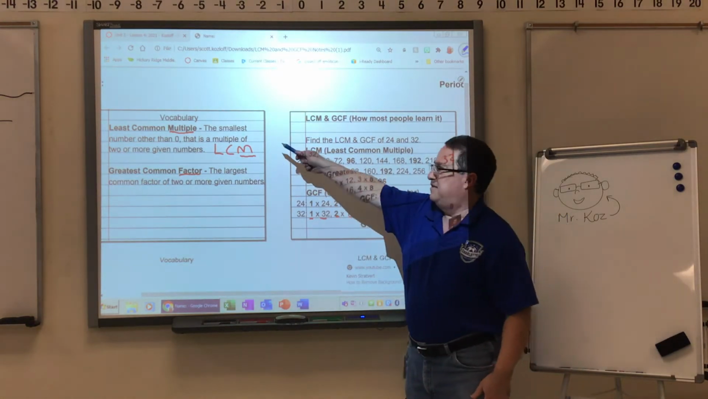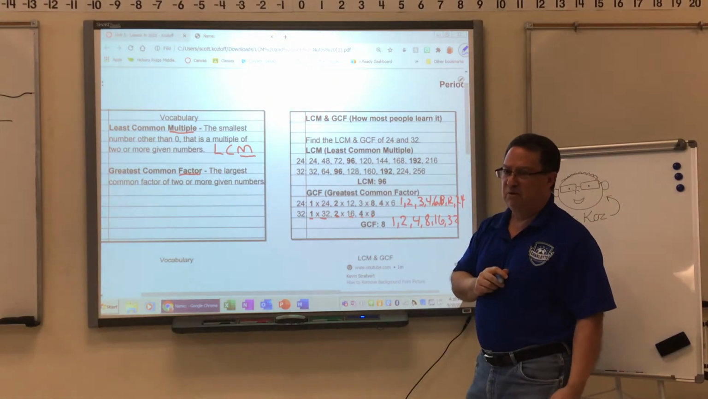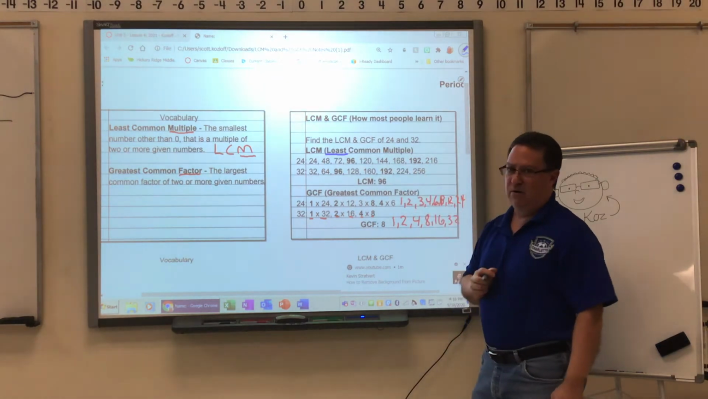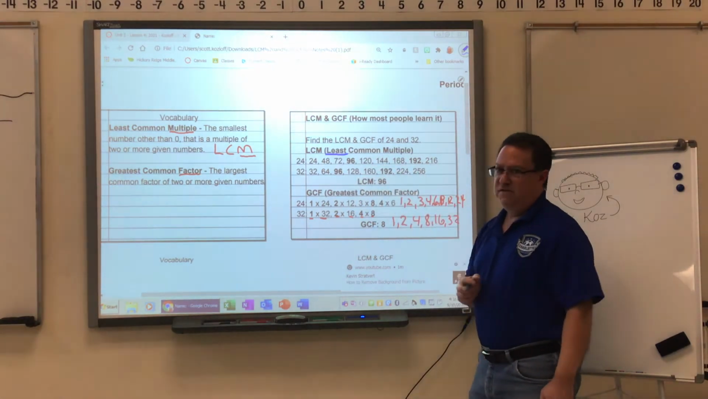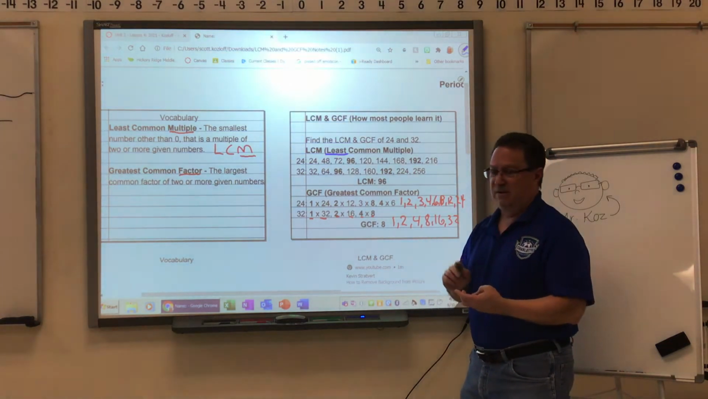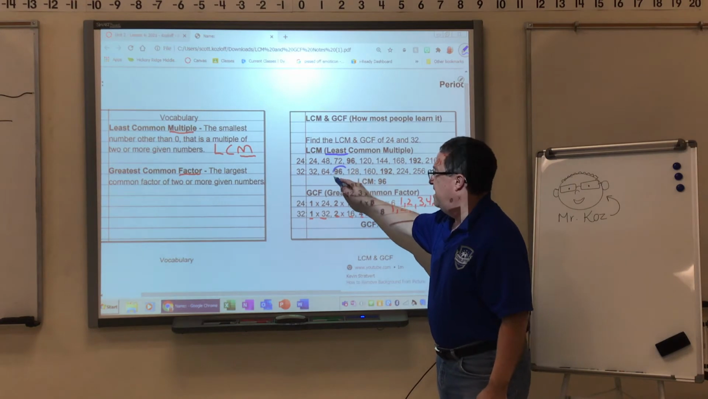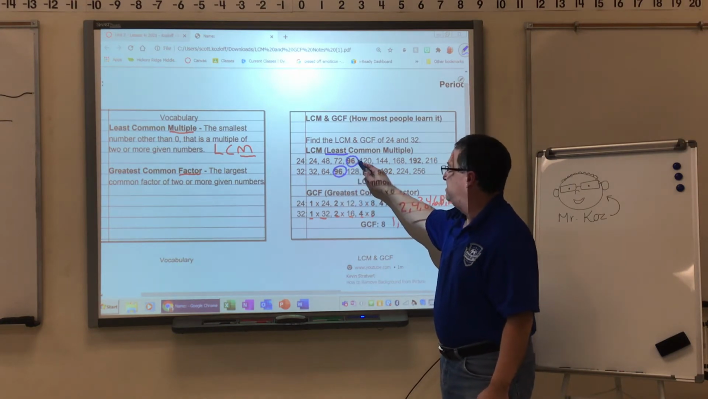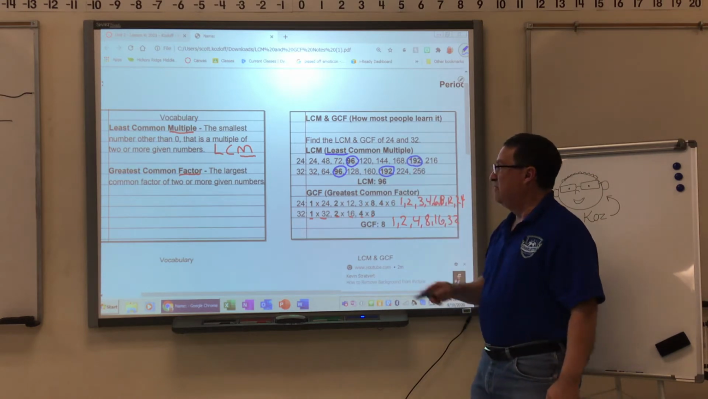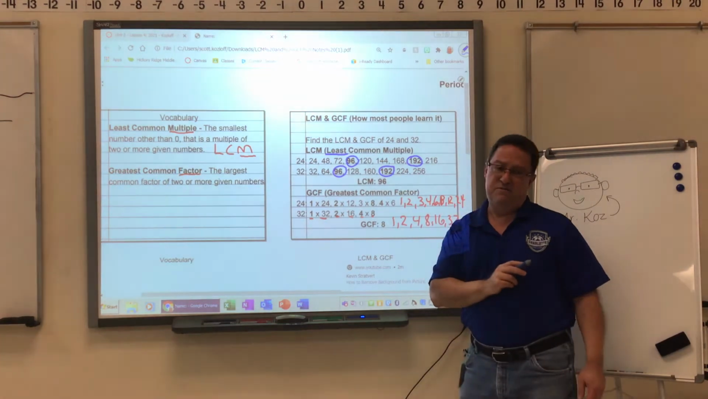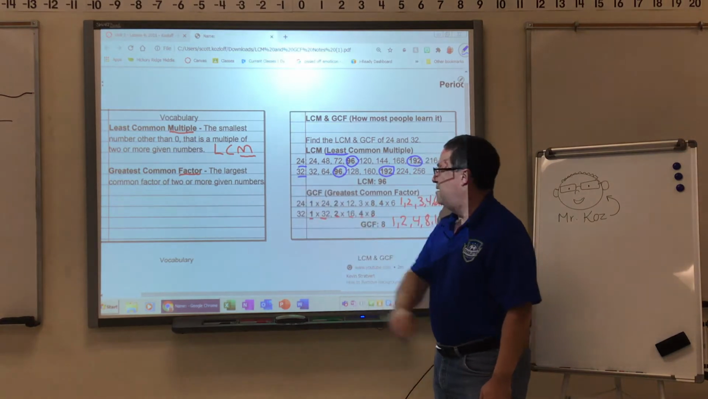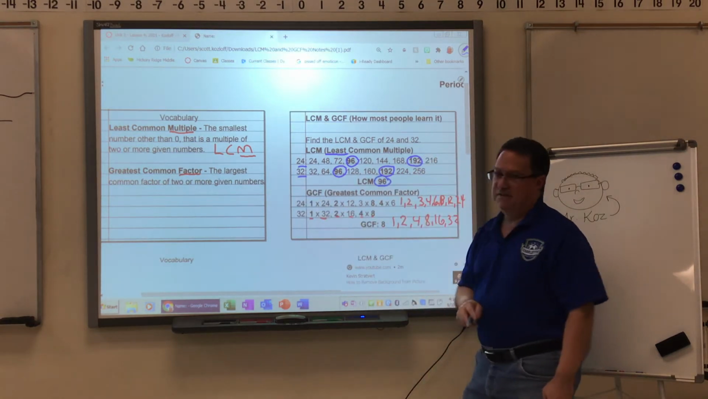When we start with LCM, or the least common multiple, I want the least or smallest number that both of those have in common, because it's the least common multiple. So I see 96 and I see 96. I also see 192 and 192. But the word least is what I'm looking for. So the least common multiple of these 2 numbers is 96.